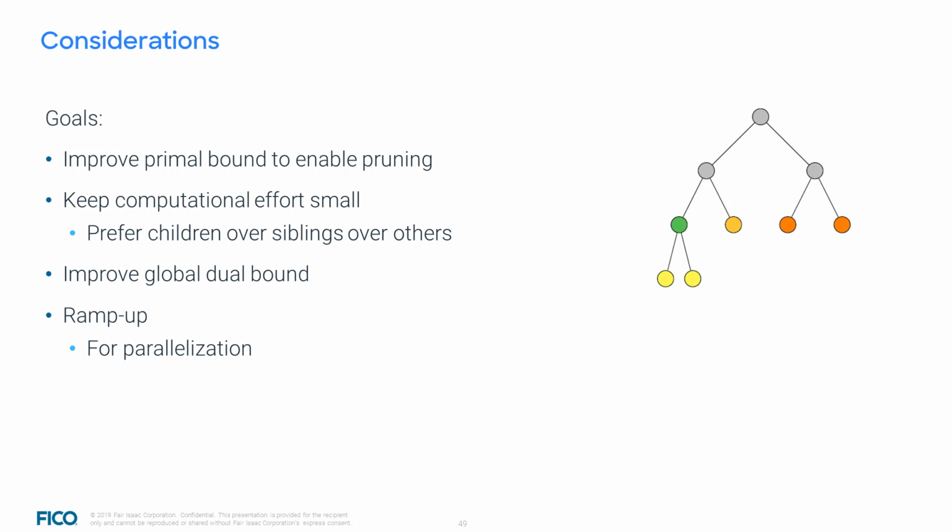Furthermore, a third goal of node selection is to improve the global dual bound. Finally, in parallelization, it's important to find an efficient node selection strategy, which quickly produces as many open nodes as possible, such that we can ramp up the parallel threads to work on separate parts of the tree.